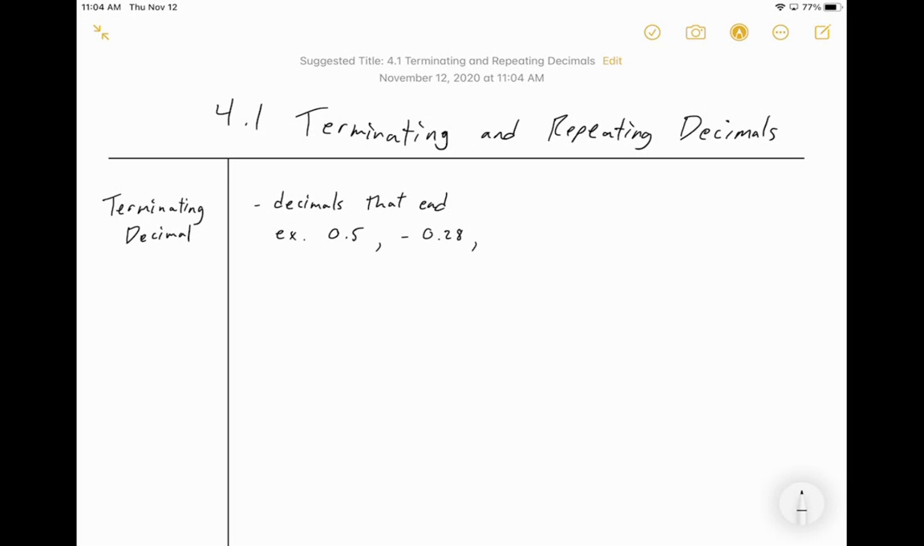A negative example would be like negative 0.28. A mixed number one would be like 6.75. Like these ones, they're done. After that last number, they are over with, finished. Okay? So that's what that means, that you have a terminating decimal. It terminates, it ends.